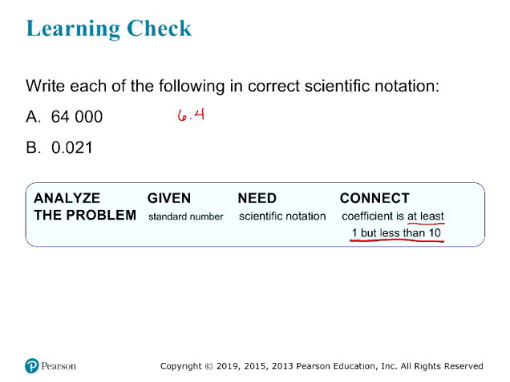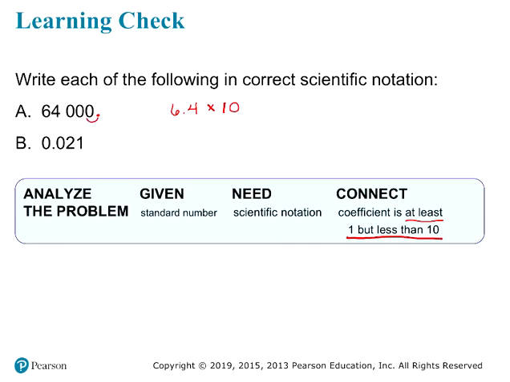Now we just have to figure out what is the power of 10. Or another way to think of it is how many times do we have to move the decimal point. So let's put a little decimal point at the end of our value here. And let's see how many times we have to move that decimal point to get to 6.4. All right, so we're going to move this once, twice, 3, 4 times. Okay, so that means our power of 10 is 4.